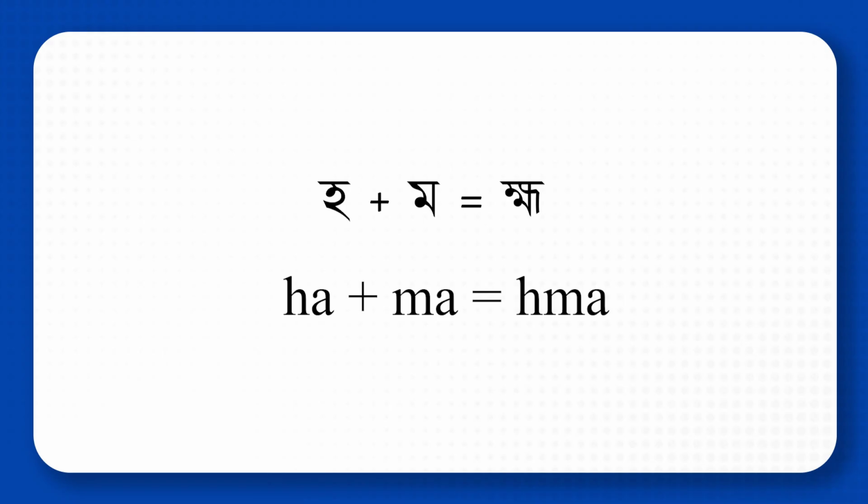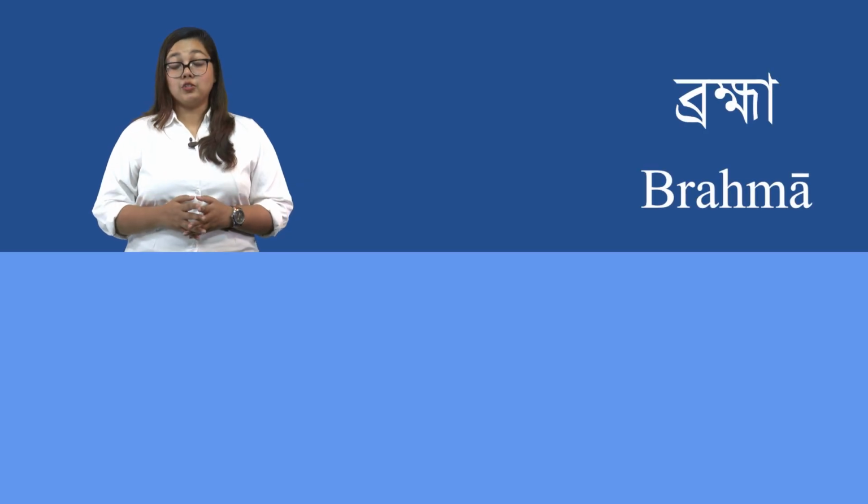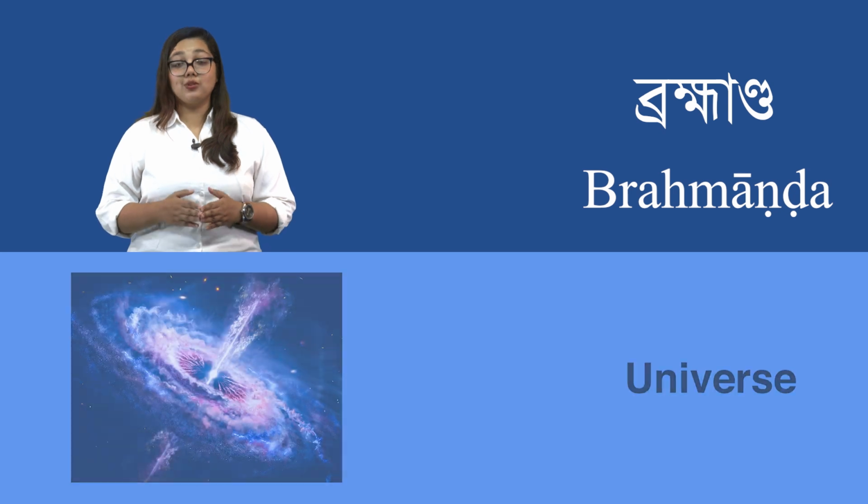The last cluster is Hoe Moi. In this conjunction, we can see that Ho and Mo are creating a new formation. Please notice that when these two consonants are merging, they form a completely different shape. It can be seen in Brahma, which means a mythical character, and Brahmando, meaning universe.